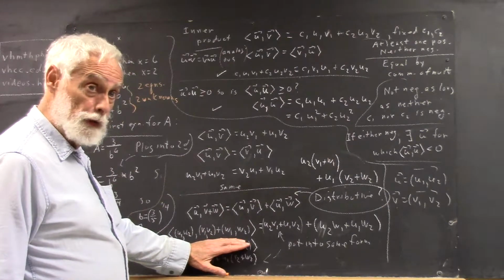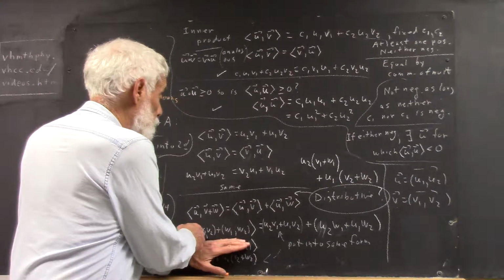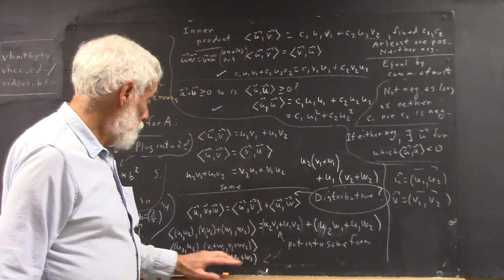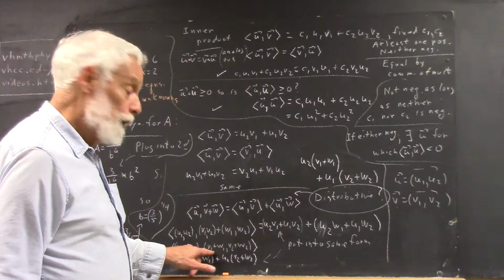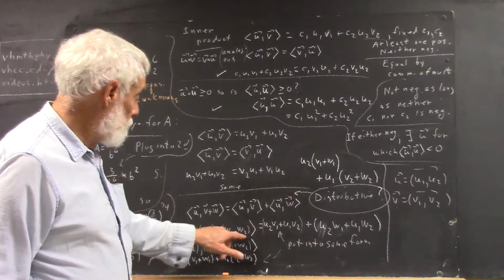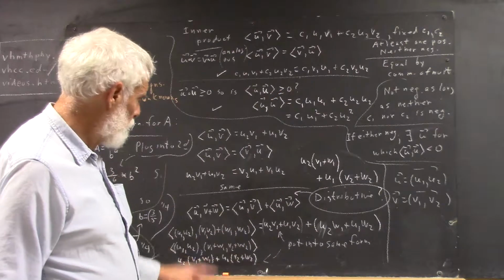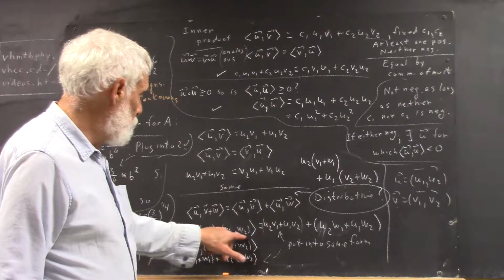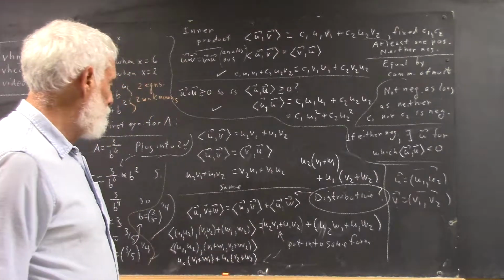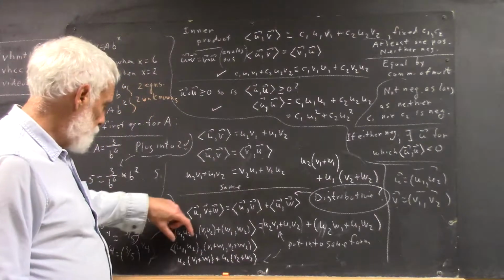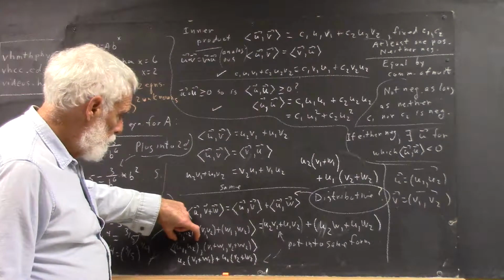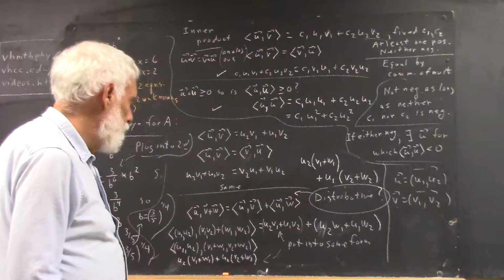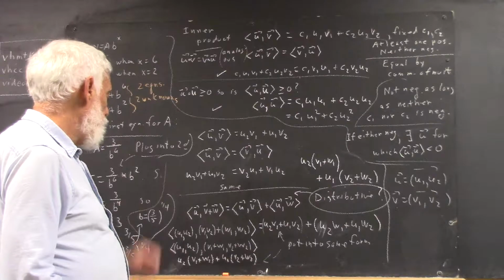Now, we want to add these two. We can add the two vectors, right? What's the sum of this vector and this vector? Well, that's just v1 plus w1 for the first component, v2 plus w2 for the second component. Now, what's the inner product of u1, u2 with v1 plus w1, v2 plus w2?